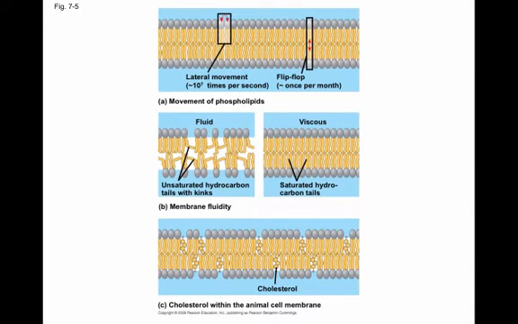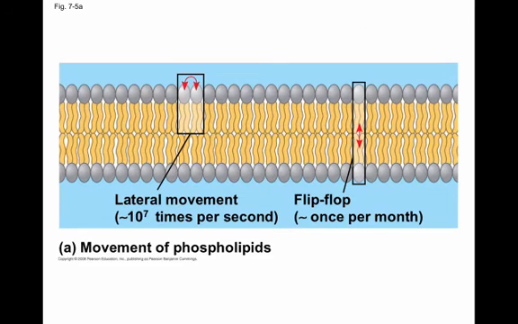So when you look at membrane movement up there at the top, lateral movement happens a lot, 10 to the 7 times per second. That's very quick, a lot of movement laterally. But only once per month will a molecule flip-flop across the membrane. So obviously it is not a very common process.